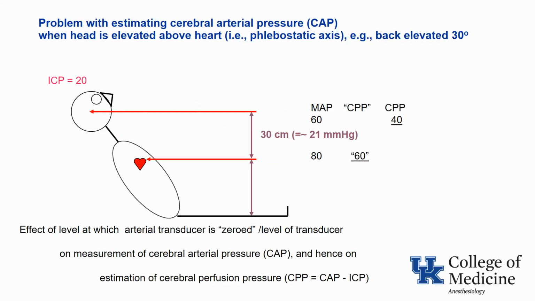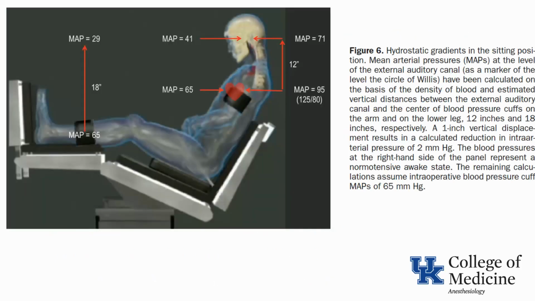This is illustrated in this figure. Note that if you calculate cerebral perfusion pressure as the arterial pressure minus ICP, and you measure the pressure at the heart level, the cerebral perfusion pressure will be 60. But if you measure the pressure at the head level, the cerebral perfusion pressure will only be 40.